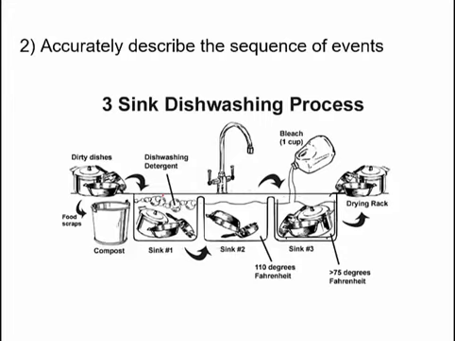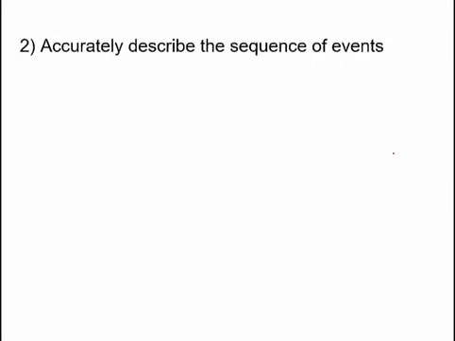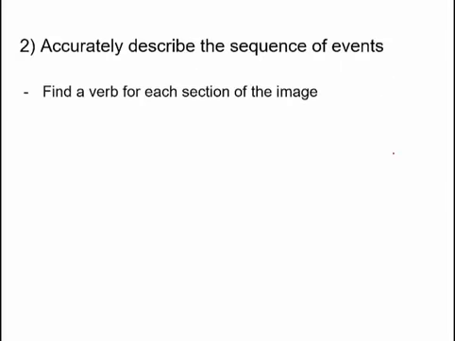So from here, we need to have a description of everything all the way from on the left where we have dirty dishes to the drying rack over on the right. Each stage in this needs a description, and we need to figure out a way to put what we see here into language. All right, so before we have some examples of that, let's talk about a couple of things to keep in mind. One good thing to try is to find a verb for each section of the image.